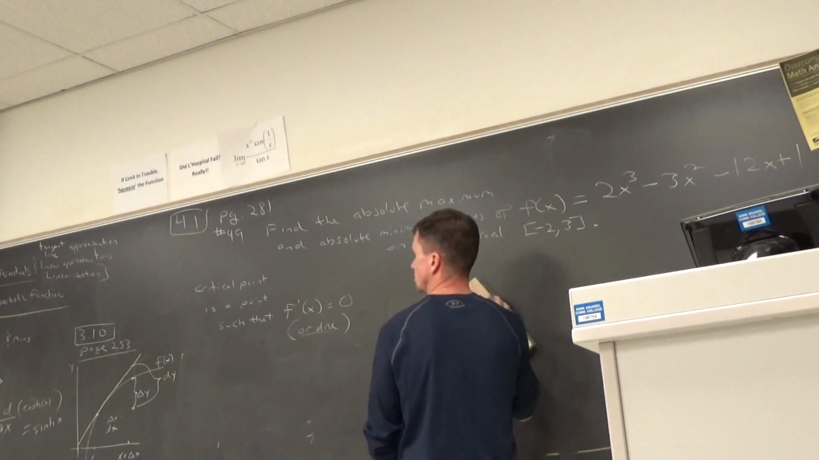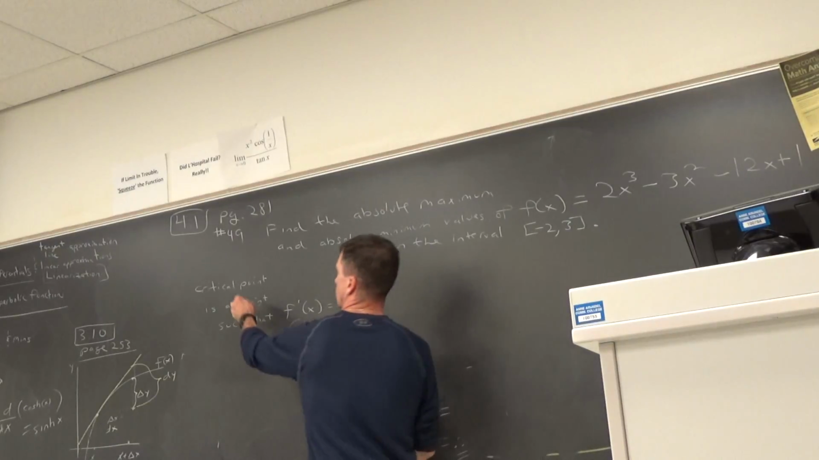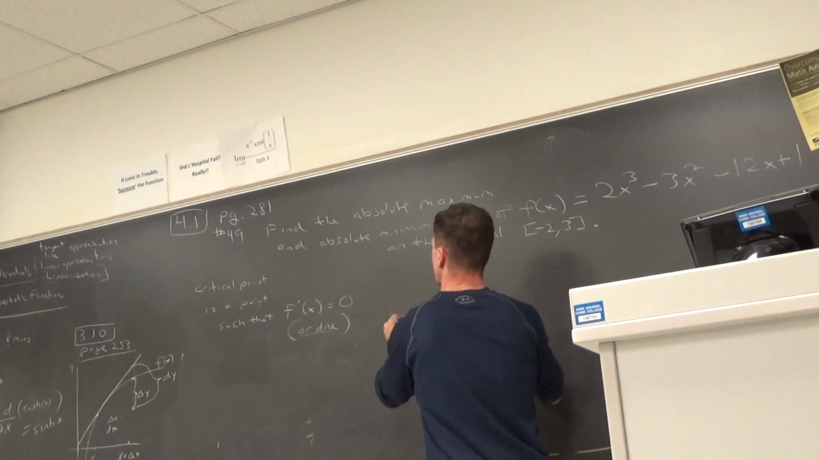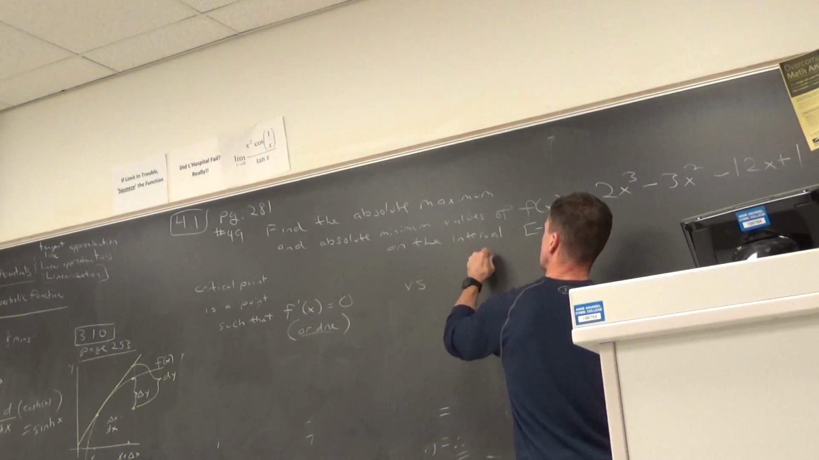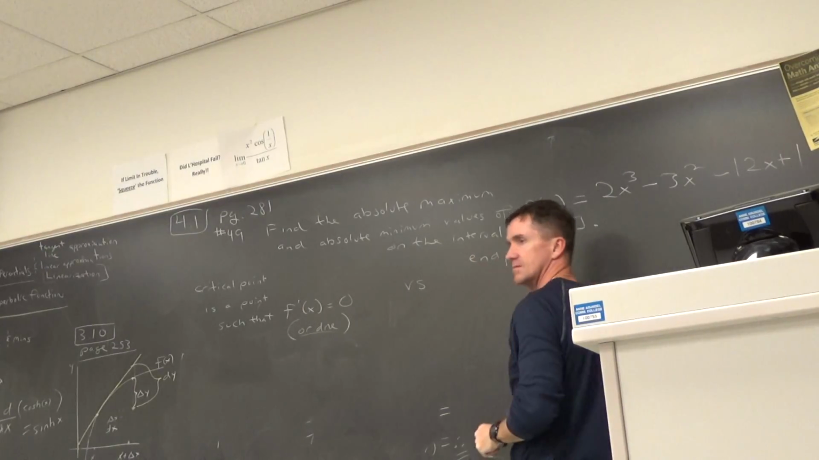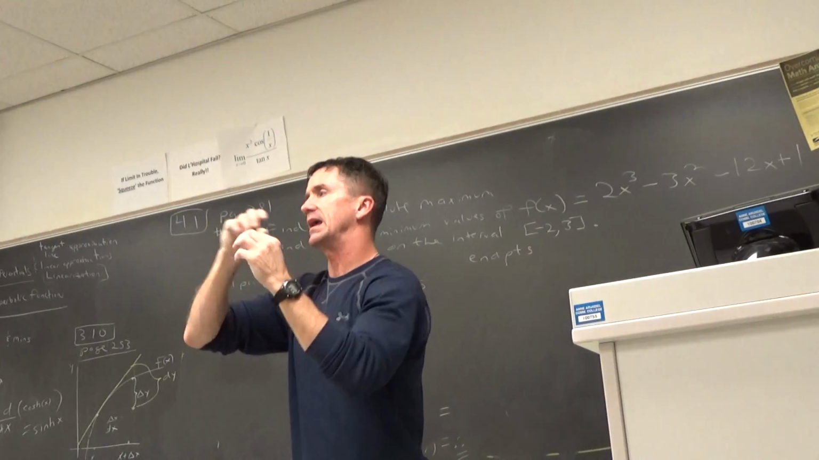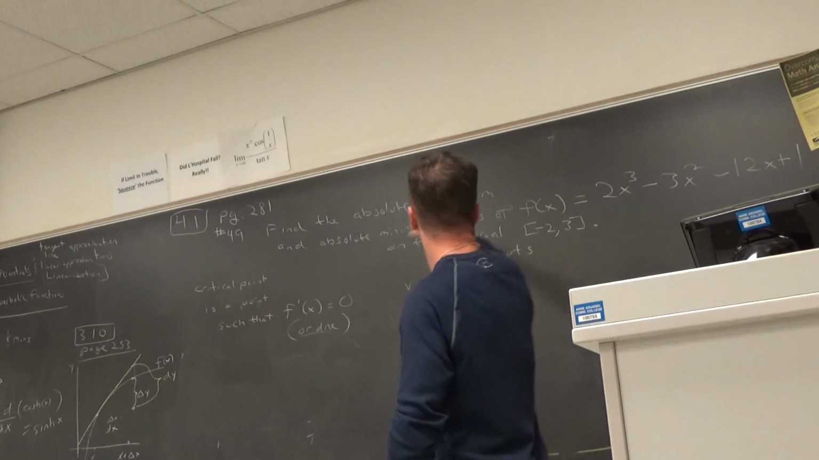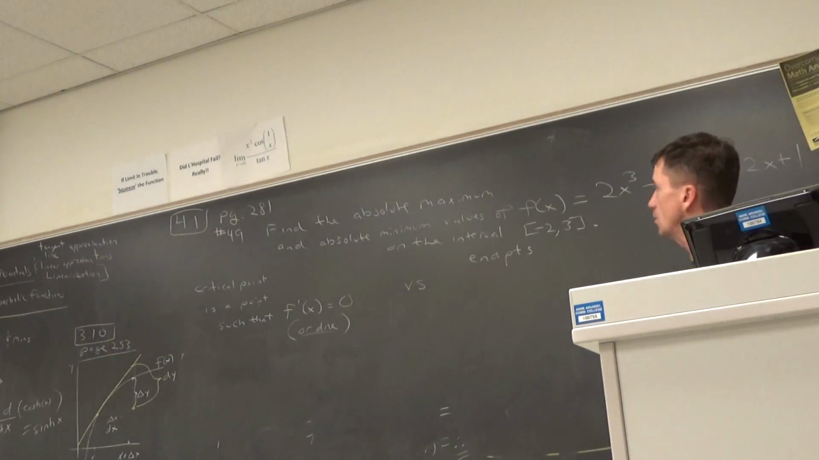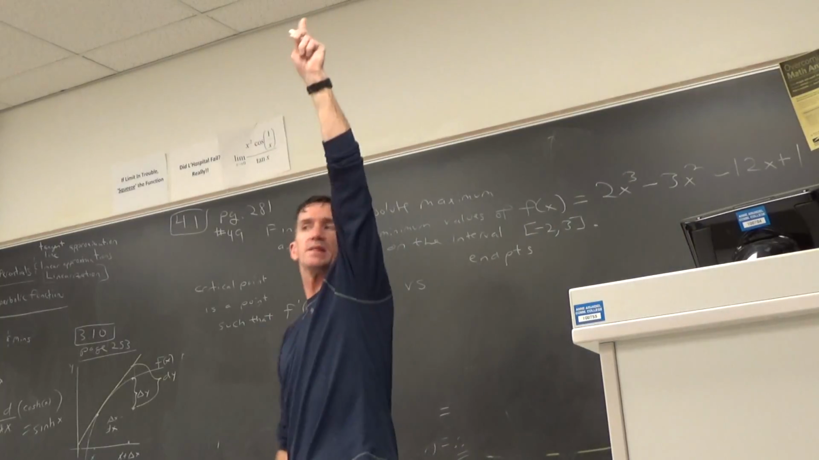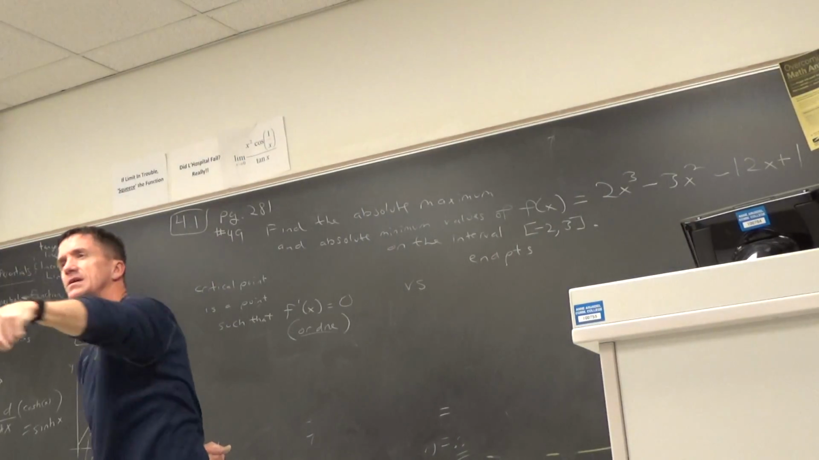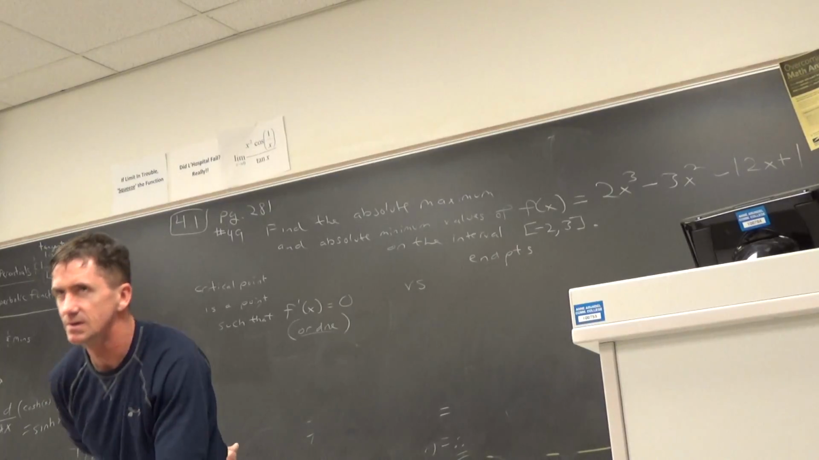But this is what we're doing for this problem. We're going to check our critical points versus our endpoints. Does that sound good? When we find our critical points and our endpoints, we're going to take each one of these x values and plug it into that. And who's going to win the game? The absolute max is going to be the absolute highest y value. The absolute min is going to be the absolute lowest. And then we're all done.